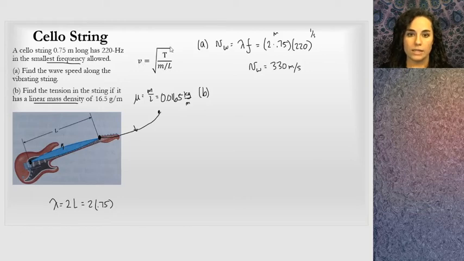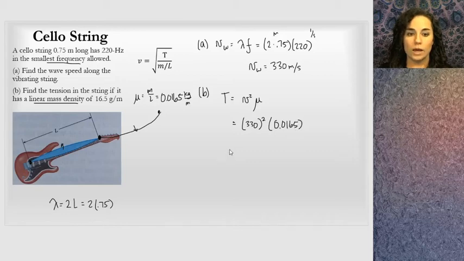I know the velocity, and they're asking for the tension. So I'm going to solve this equation for the tension. I'll square on both sides and then multiply by the mass density on each side. So I get the tension equals the velocity squared times the mass density. I already know the velocity, 330. That needs to be squared as a quantity, and then I'll multiply by the linear mass density.